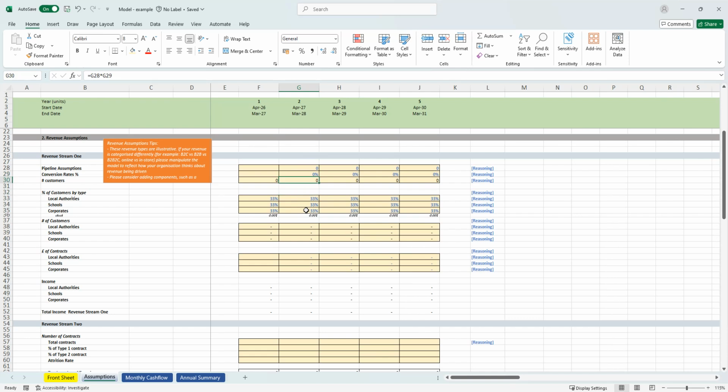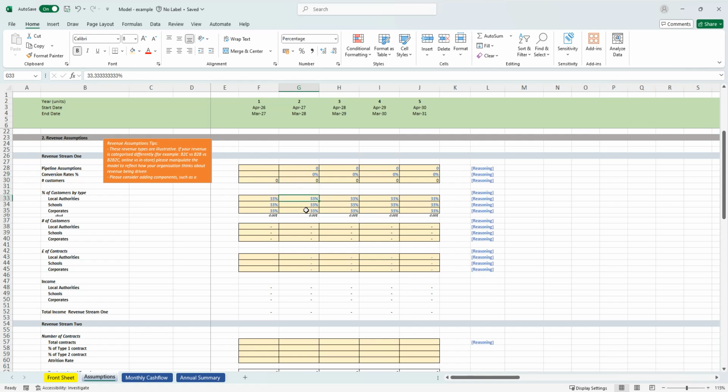And so these pipeline assumptions would likely be based on either historical figures, or maybe there's some market analysis that you've carried out and you know that there's some new contracts going to come onto the market. Conversion rates, again, are these going to be based on your historical figures, or are you forecasting a change to your business that will allow you to increase those conversion rates? Are you planning to bring in new bid writers or salespeople to really push those conversion rates up?